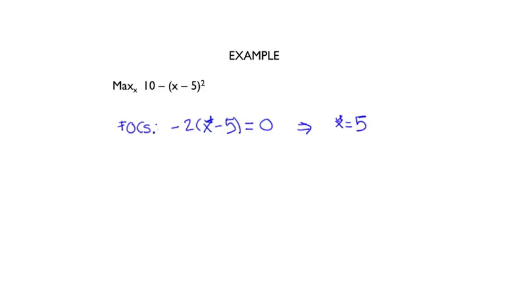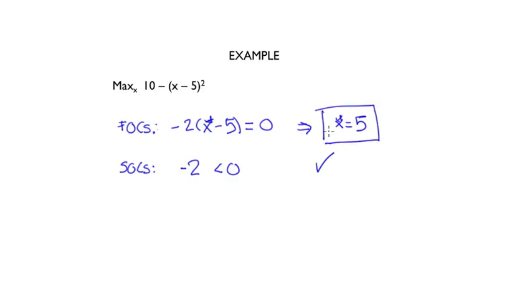Now, we know that these conditions are necessary but not sufficient. So let's check the second order conditions, which are the sufficient ones. That requires taking the second derivative of the function, or the derivative of this, which in this case is just minus 2, which is less than 0. This implies that the second order conditions are satisfied and that the unique local maximum, and therefore the global maximum, is at x star equals 5.